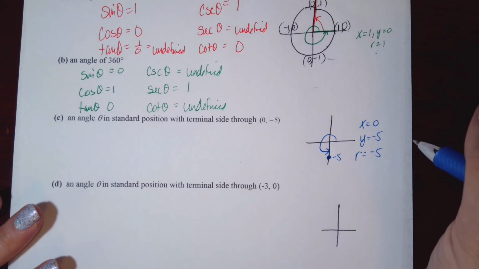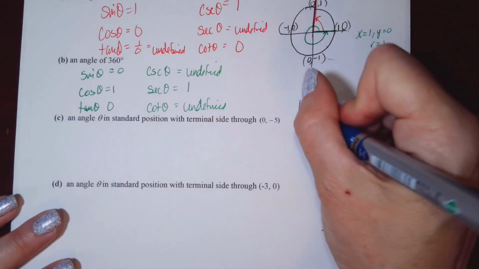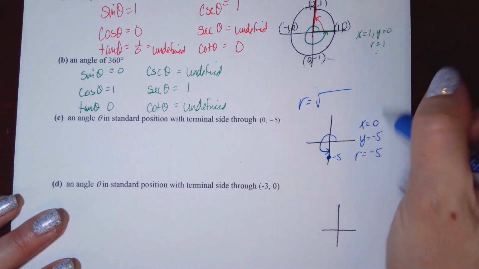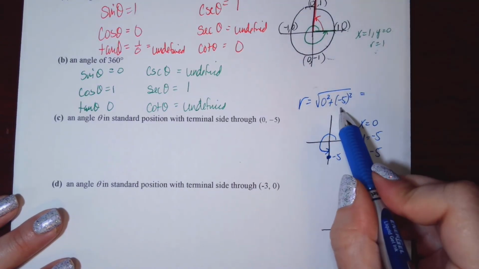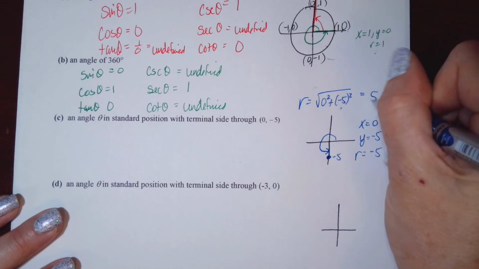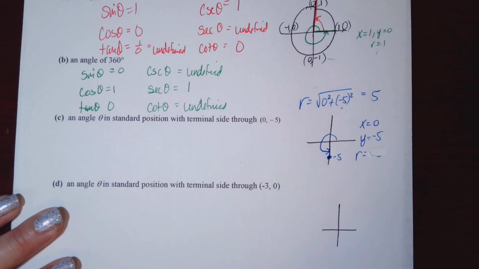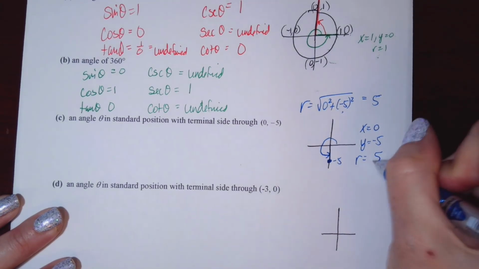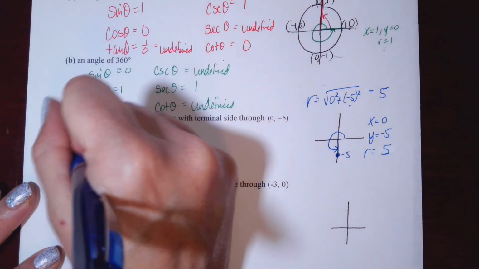Right? Is r negative? Let's stop and look at that. R is the square root of the sum of the squares. 0 squared plus, look at that. When I square that negative, it becomes positive. Square root of 25 is a positive 5. So r is a positive 5. There we go.